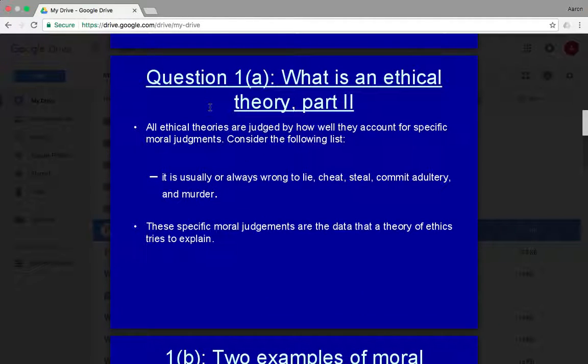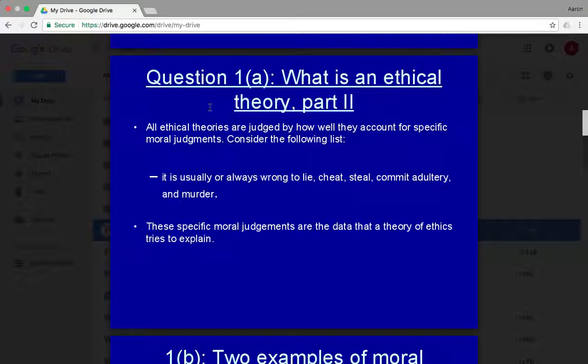Okay, now, the purpose of an ethical theory is to explain why some actions are right and why some actions are wrong, or why a person's character is good or bad. How does this work? Well, all ethical theories are judged by how well they account for specific moral judgments. Consider the following list of moral judgments.